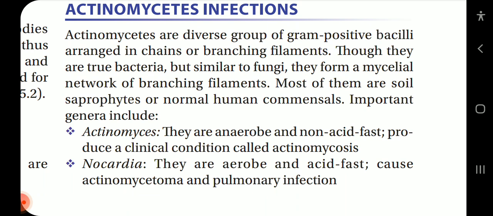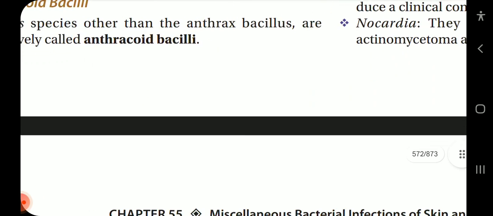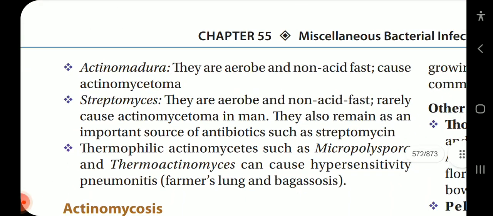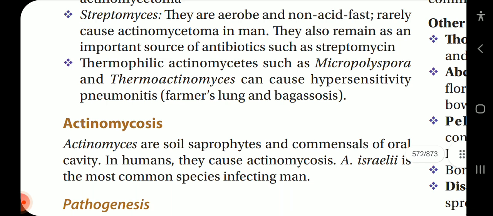Important genera include Actinomyces. They are anaerobes and non-acid fast, and produce a clinical condition called actinomycosis. Nocardia are aerobes and acid fast, and cause actinomycetoma and pulmonary infection. Actinomadura are aerobes and non-acid fast, and cause actinomycetoma. Streptomyces are aerobes and non-acid fast, and rarely cause actinomycetoma in man. They also remain an important source of antibiotics such as streptomycin. Thermophilic actinomycetes such as Micropolyspora and Thermoactinomyces can cause hypersensitivity pneumonitis, farmer's lung, and bagassosis.